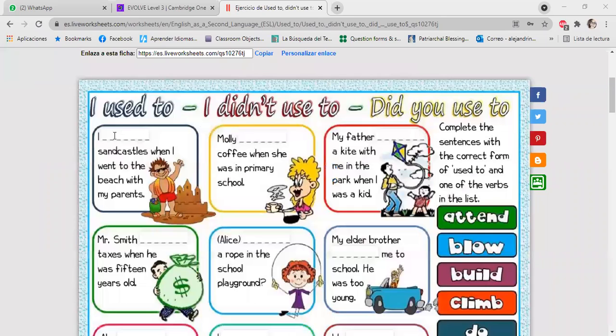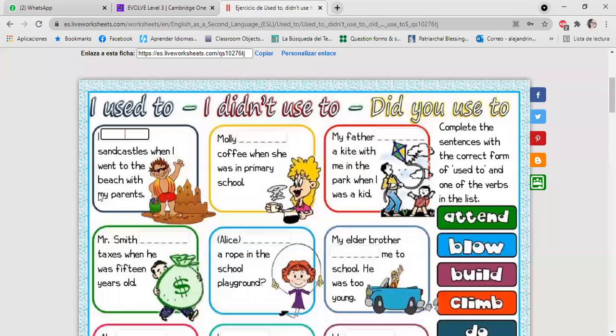So here, Javi, can you help me with the number 1? I, sandcastles. Can you read it? If it's there, if it's not, another one. It's 7.5. Well, let's do something. Try to solve this exercise and send me a screenshot in the WhatsApp group, right? 10 minutes.